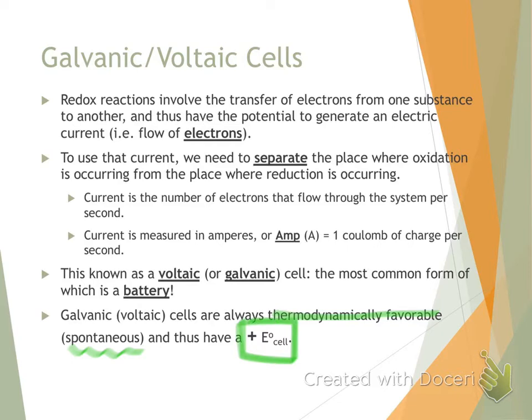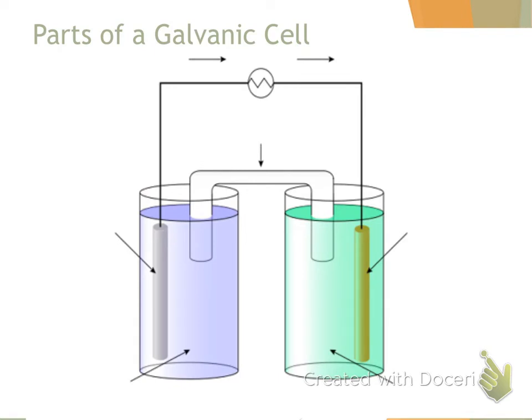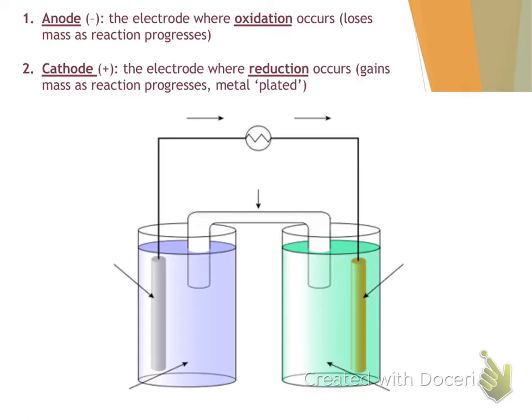So throughout the rest of this video, we're going to be talking about the parts of the galvanic cell and how it functions to create that electrical current. So the first parts of the cell that we need to look at are our anode and our cathode. The anode is a place where oxidation occurs, and the cathode is a place where reduction occurs.